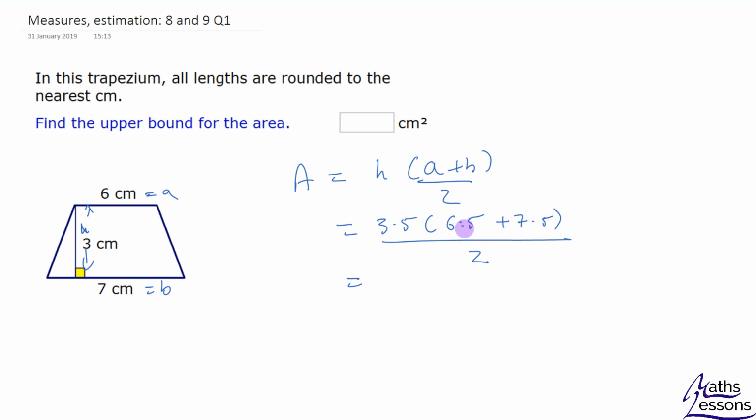We add these together, so that's going to give me 15 times 3.5 divided by 2, so it's 7.5 times 3.5. That gives you 24.5. And to the nearest centimetre, that is equal to 25. So our answer we would put is 25 centimetres squared. Generally on the GCSE questions, though, you give the exact answer as your answer.